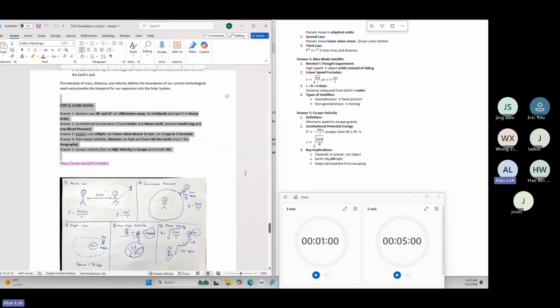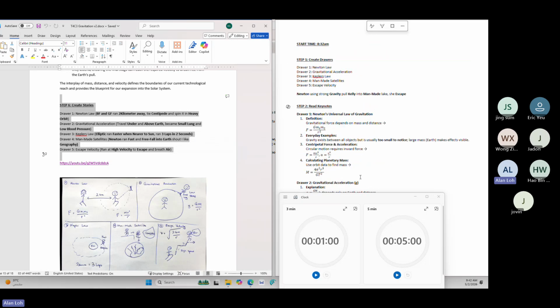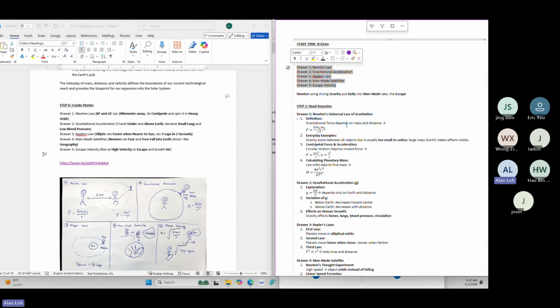All right, before we move to step 6, I want to refresh a bit, just in case you've forgotten the drawers that you have. We have 5 drawers. These 5 drawers are these 5 names, linked using this very short story, very silly and very illogical, but it will help you to remember the name of the drawer in sequence. The first drawer is Newton's law. Second is gravitational acceleration. Third is Kepler's. Fourth is satellites. 5 is escape velocity.